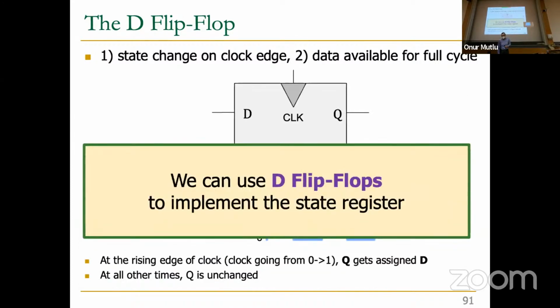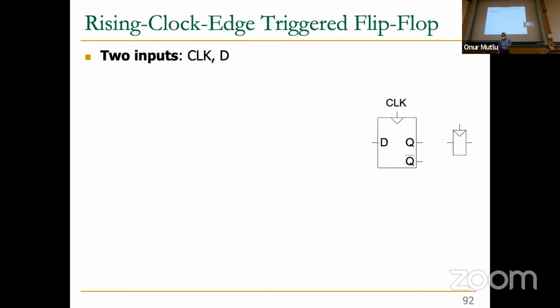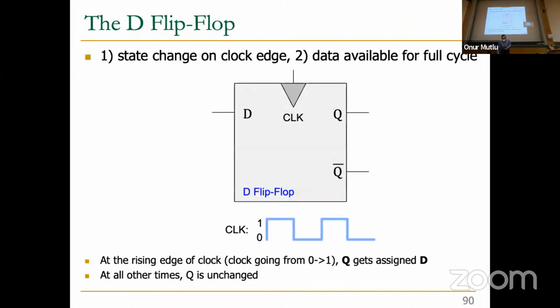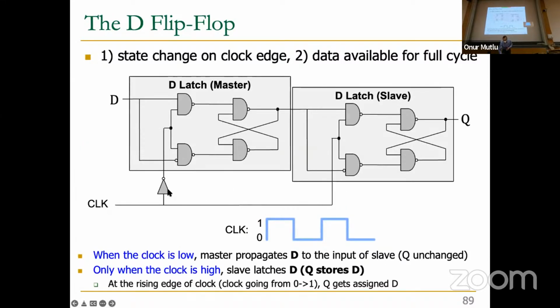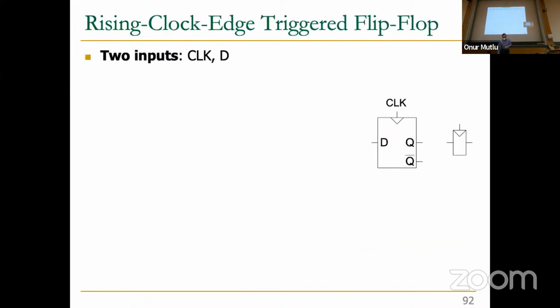And we can use D flip-flops to implement the state register. So this is also called a rising clock edge triggered flip-flop. There are many different types of flip-flops. We may see some of them in the Verilog lecture next week. You can actually change it so that it operates on the falling clock edge. How do you do that? Well, have the clock inverted over here and remove the inverter from here. Then you basically have a falling clock edge triggered flip-flop. But ignore that for now.